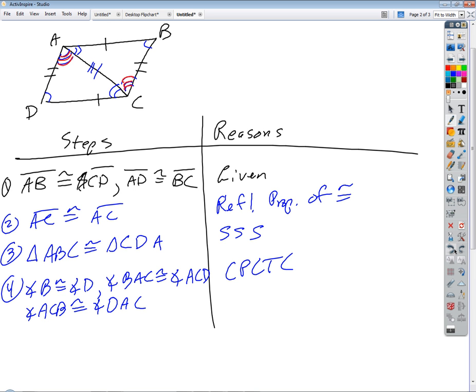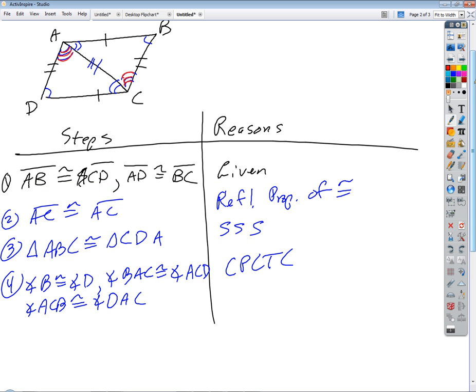So then we know that segment AD is parallel to segment CB. Okay, by what? Opposite interior. Okay, alternate interior angles, converse. Converse. Good.